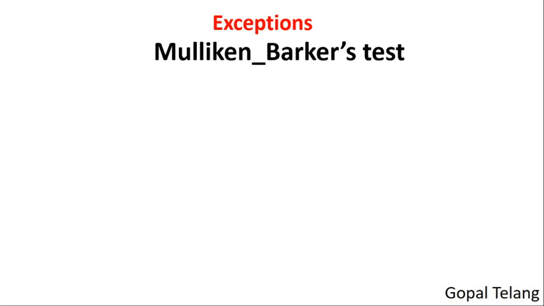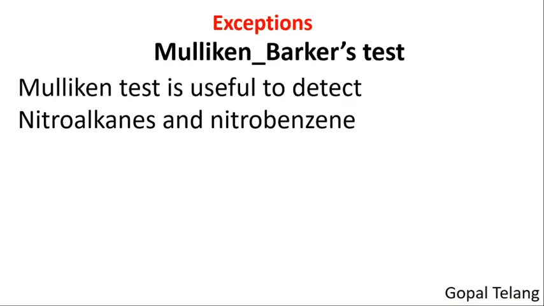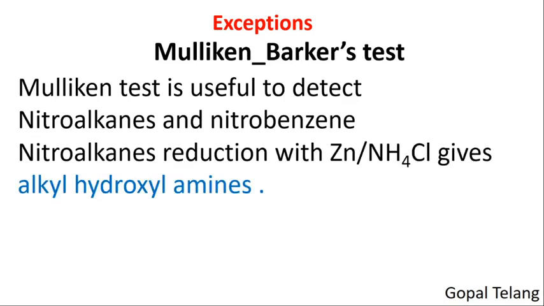There is the Mulliken-Barker test. This Mulliken test is useful to detect nitroalkanes and nitrobenzene. How does it work? First, nitroalkanes are reduced with zinc and ammonium chloride and give alkyl hydroxylamine. Remember, nitro compounds on reduction with different reducing agents mostly give amines. But here this is the only reagent, zinc and ammonium chloride. You have to remember this.